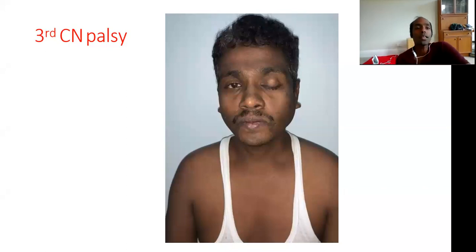Right. So, the third cranial nerve. In this picture, you will be able to see a patient with a third cranial nerve palsy on the left side. Why do I say it's a third cranial nerve palsy? Because there is complete ptosis of the left side. And the other thing you can see in this picture is that the eyeball is deviated laterally and downwards. Why is it shifted laterally and downwards?